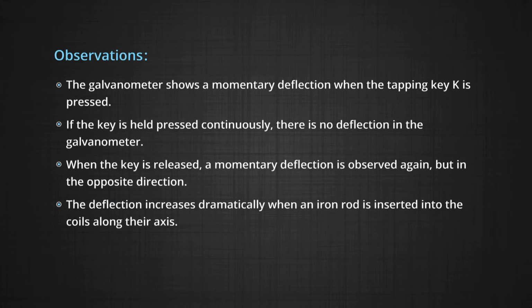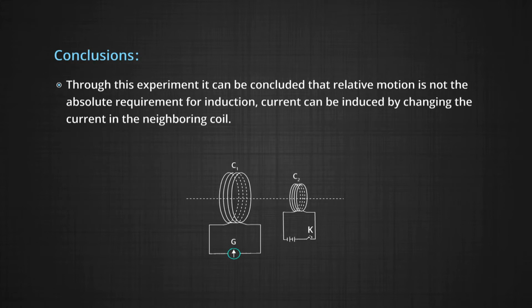The deflection increases dramatically when an iron rod is inserted into the coils along their axis. Through this experiment, it can be concluded that relative motion is not the absolute requirement for induction. Current can be induced by changing the current in the neighboring coil.